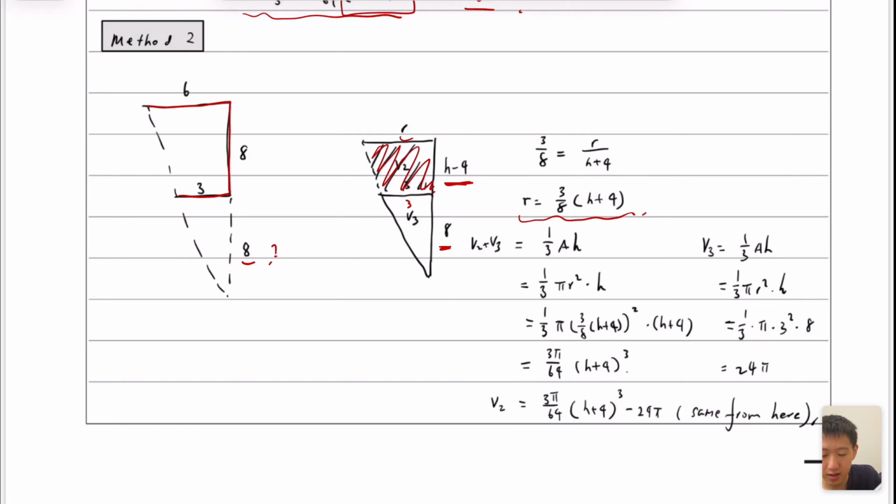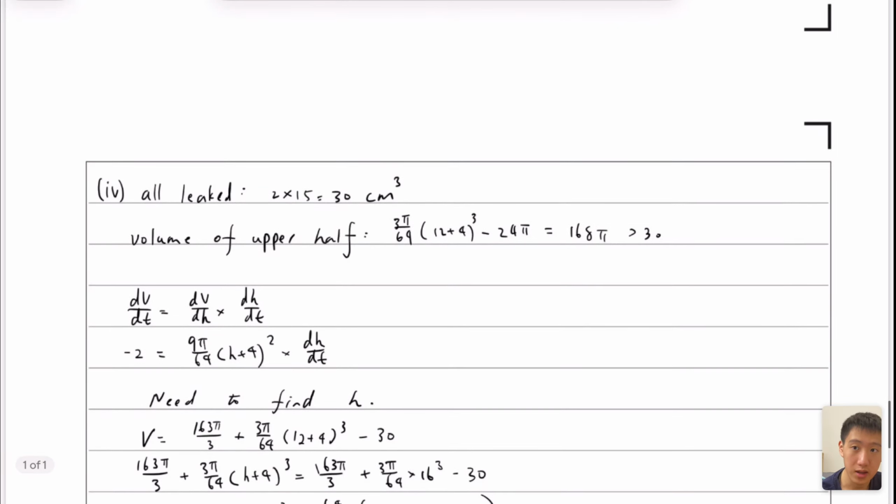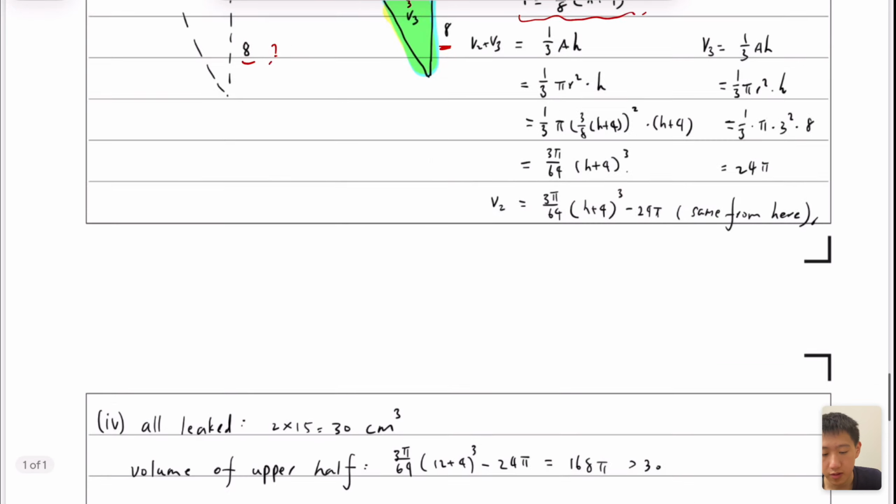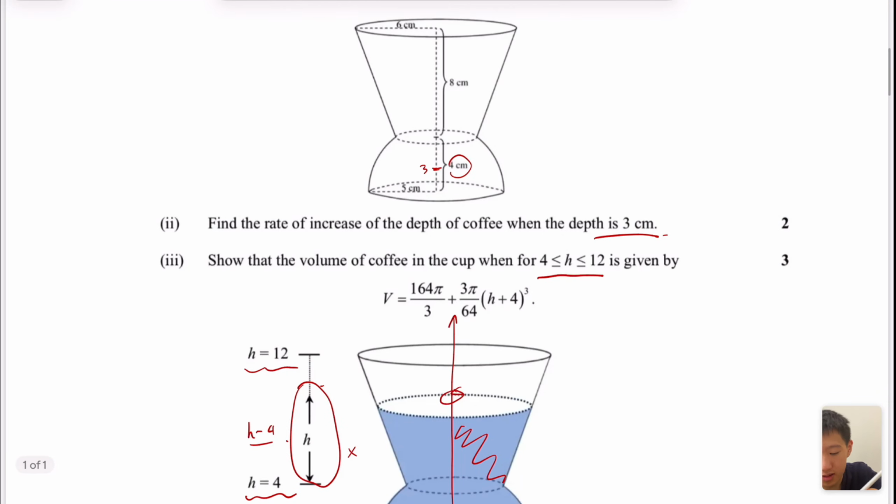Then I can basically find out this expression by finding the difference between the smaller cone, V3, and the larger cone, which is this cone. I minus them together to find out the V2, and then I just plus them together to get the whole volume. So this is the trick. It's not that hard. It's only the notation that's a bit hard.